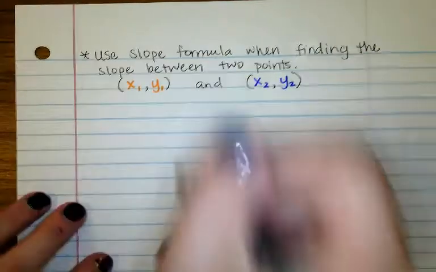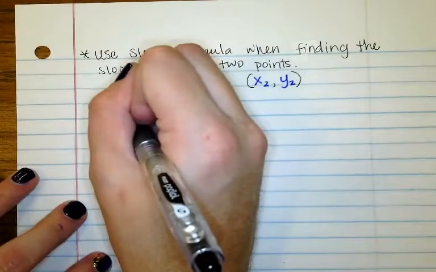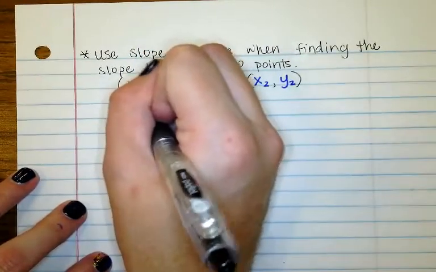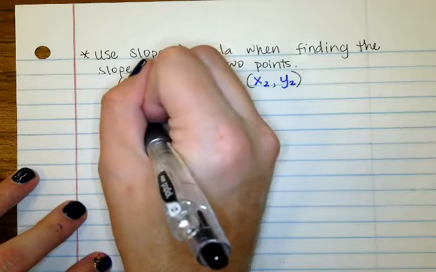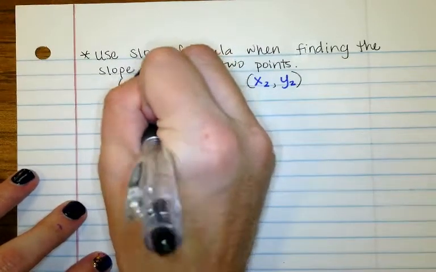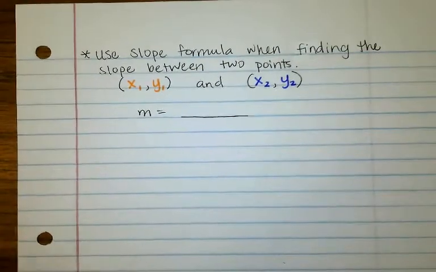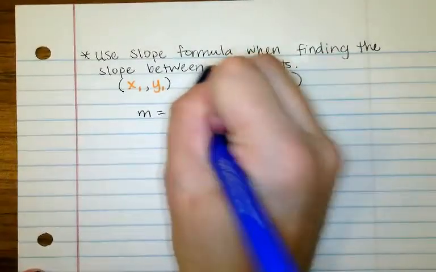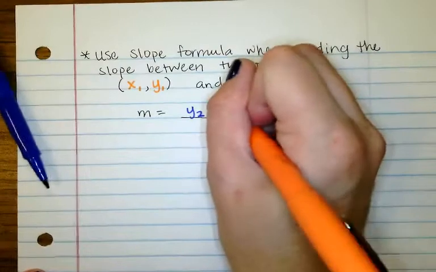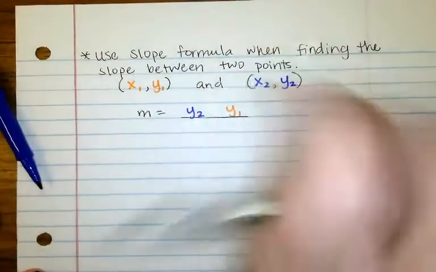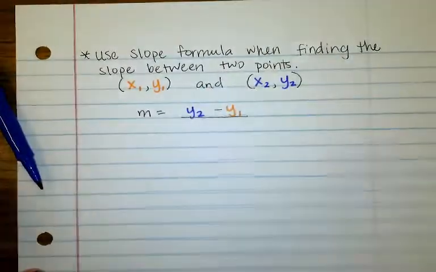I'm going to go here. m is equal, this should feel sort of familiar. You should have done this before. y2 minus y1 over x2 minus x1.